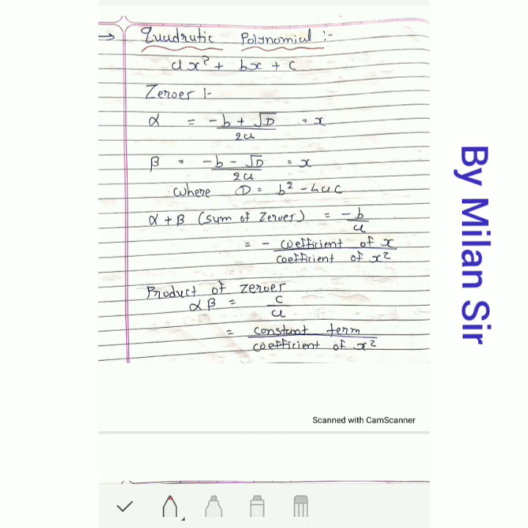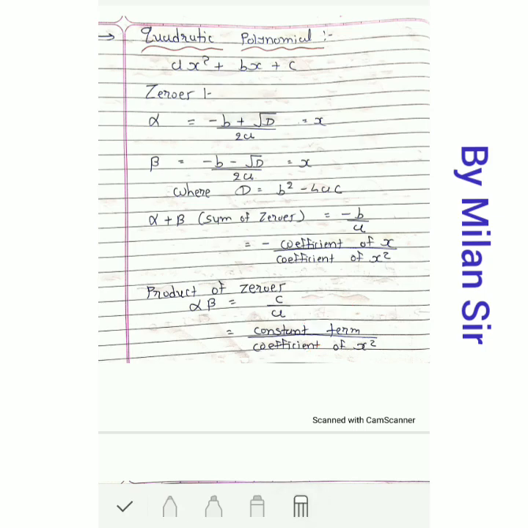Second formula, product of zeros. Product of zeros means alpha into beta. Our two zeros are alpha and beta, so multiplication of alpha and beta, alpha into beta, is equal to c by a. The product of zeros formula is c by a, that means the constant term divided by the coefficient of x square.